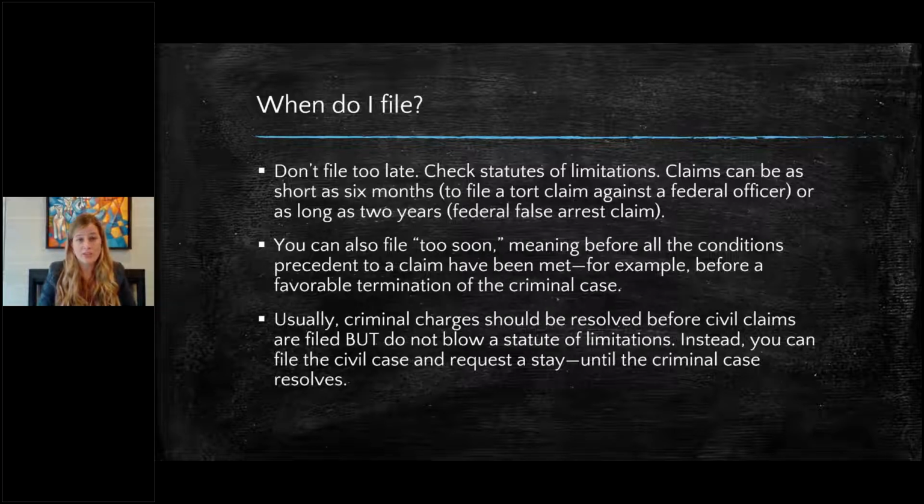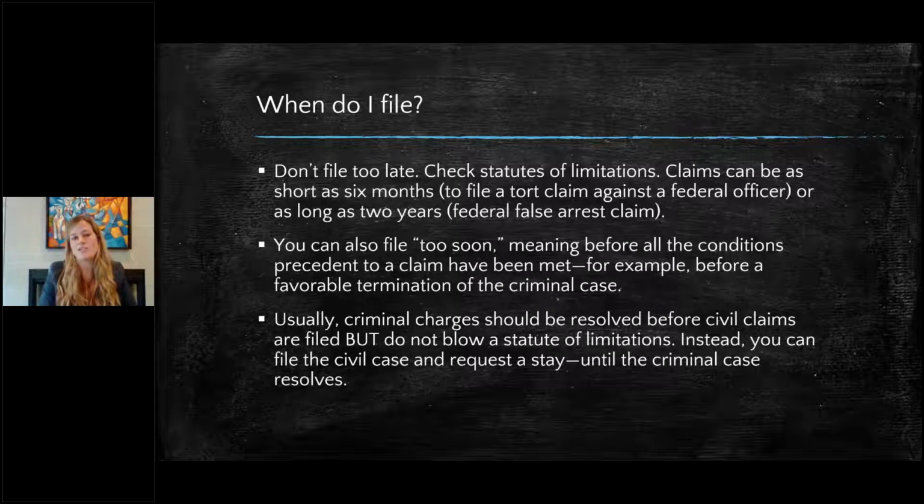You obviously want to check your statute of limitations for your particular claim. Statutes of limitation can be as short as 6 months to file a tort claim against a federal officer, or as long as 2 years for a federal false arrest claim. So from the very beginning, you want to get your dates, get your statutes of limitations, all that might be considered, and file within the shortest one.